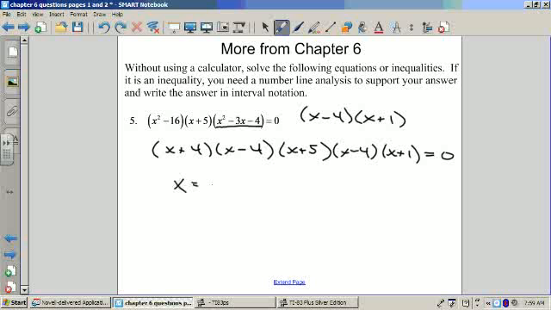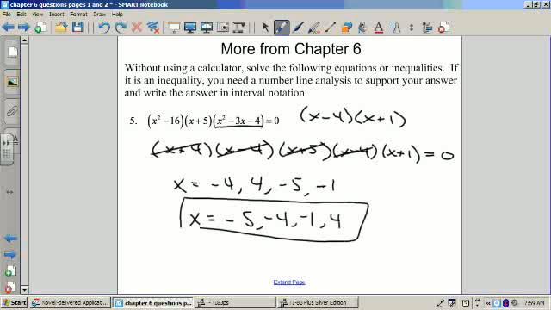So x is equal to negative 4 or positive 4 or negative 5 or positive 4, but I've already got positive 4, or negative 1. Those are my zeros. I like to have it in numerical order, so I'm going to write it as -5, -4, -1, or 4.